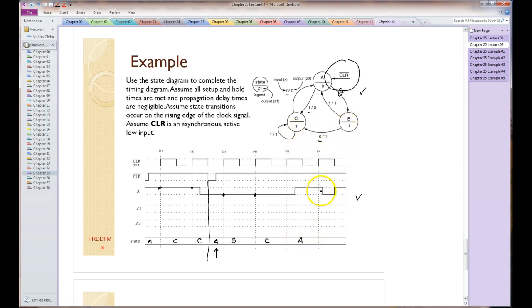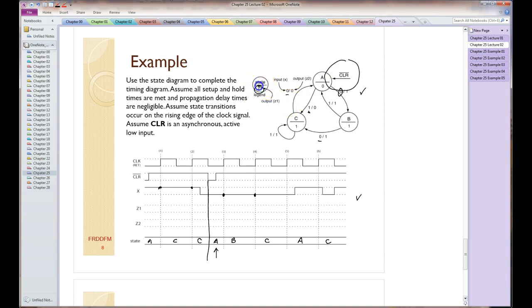In state A, X is a 1. Find it here, X is a 1 right here, and it transitions to state C. X is a 1, and so on. Okay, we are done with the states. Now we can go fill these in. So I'm going to do some shortcuts here, something you can do yourself.